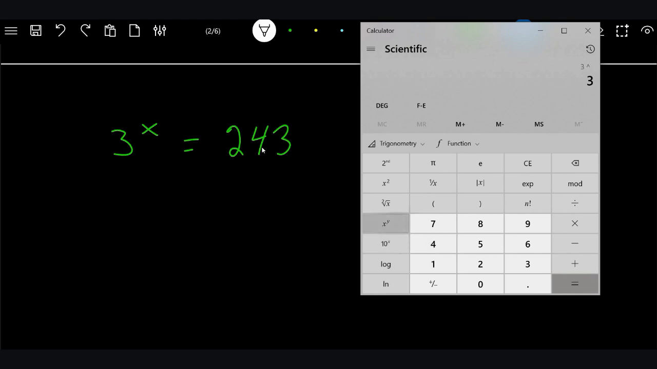So if I say 3 to the, then we could just try different things. Obviously it's not squared. Obviously it's not to the third. Maybe it's to the fourth. 3 to the fourth equals 81. No. Let's try that again. 3 to the sixth. Well, that's 729. Wow, that's a big difference. So it must be 3 to the fifth, right? So 3 to the fifth equals 243. All right, so that's important information.